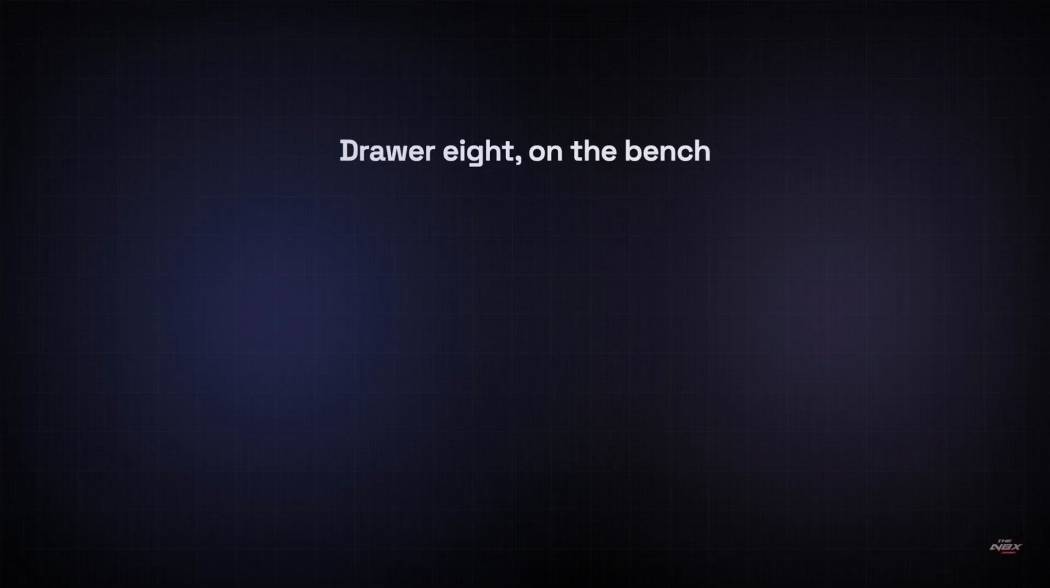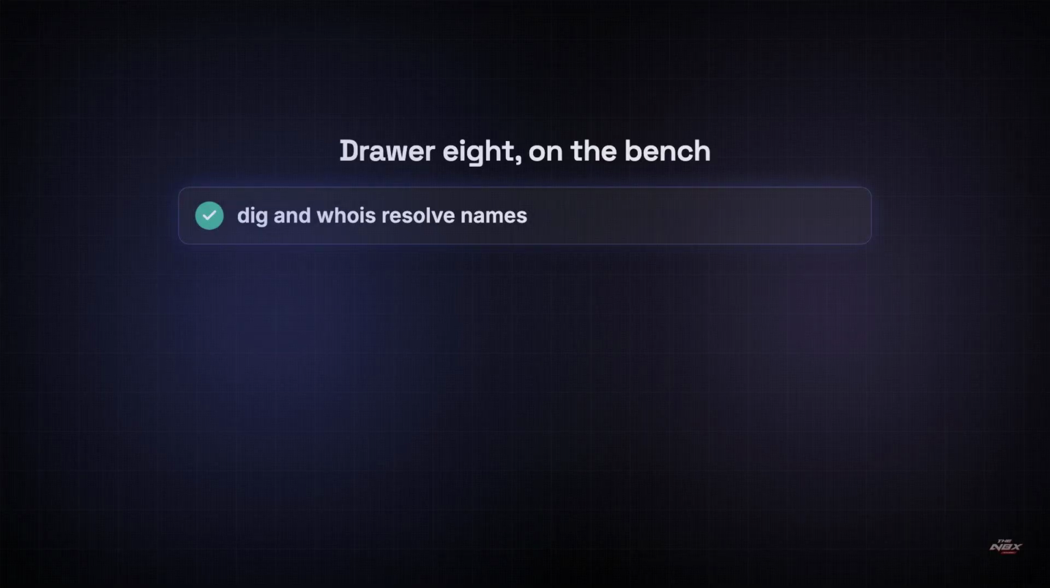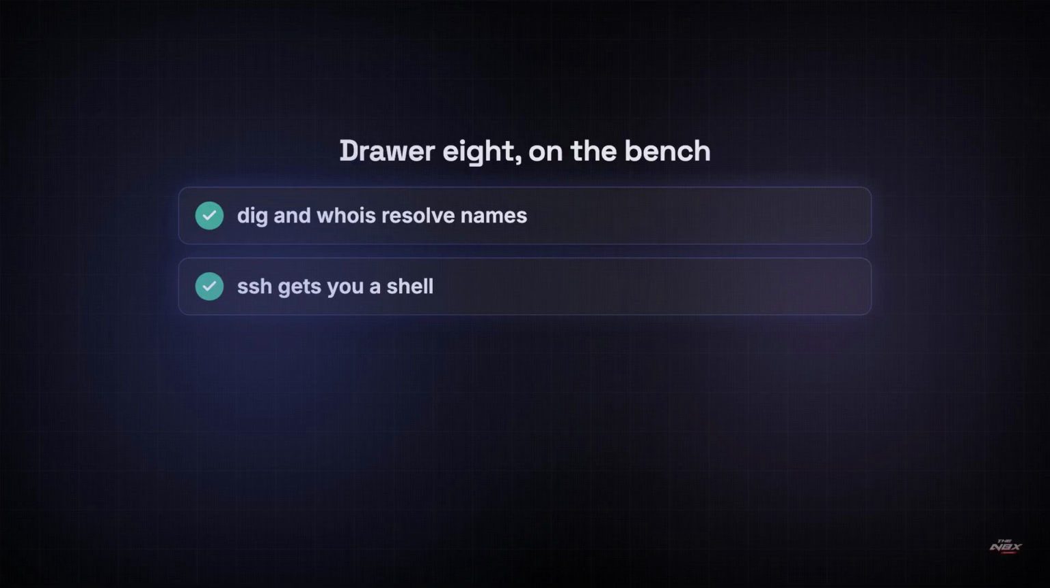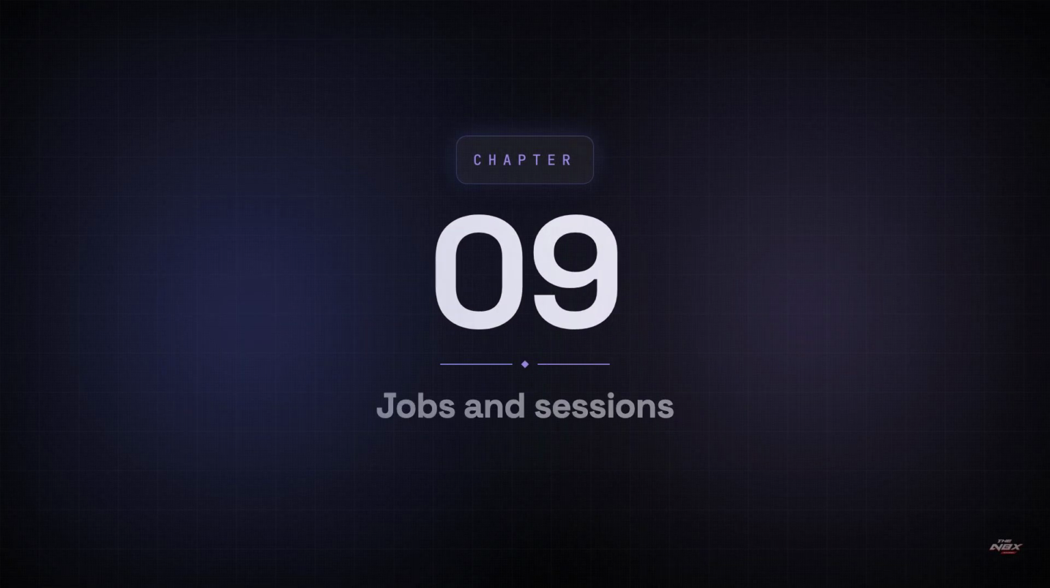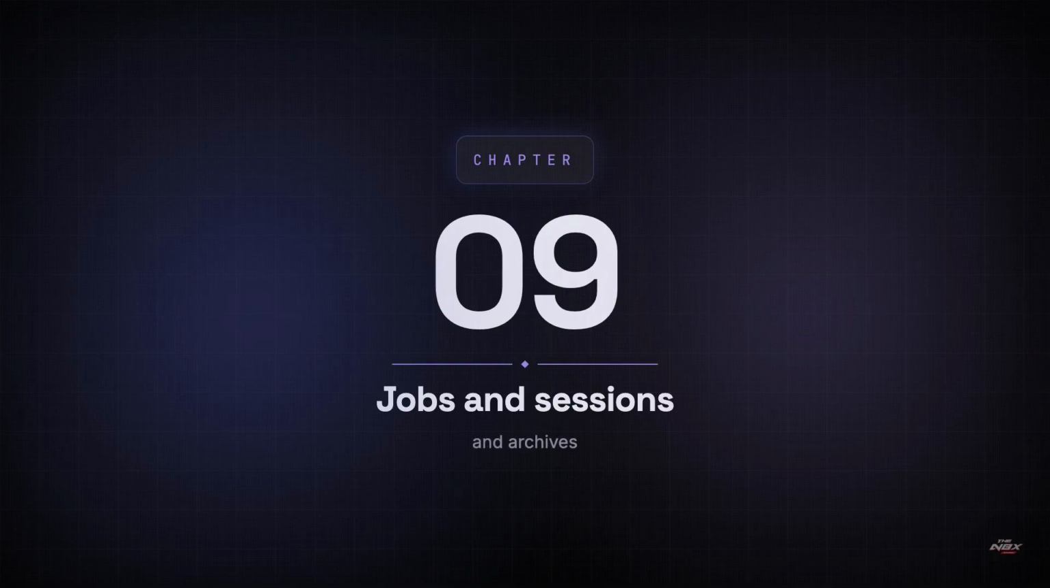Drawer 8 is everything past this box. dig resolves names. SSH gets a shell. SCP and rsync move files. nc and curl test the far end. Drawer 9. Archives, scheduled jobs, and sessions that survive because you won't.